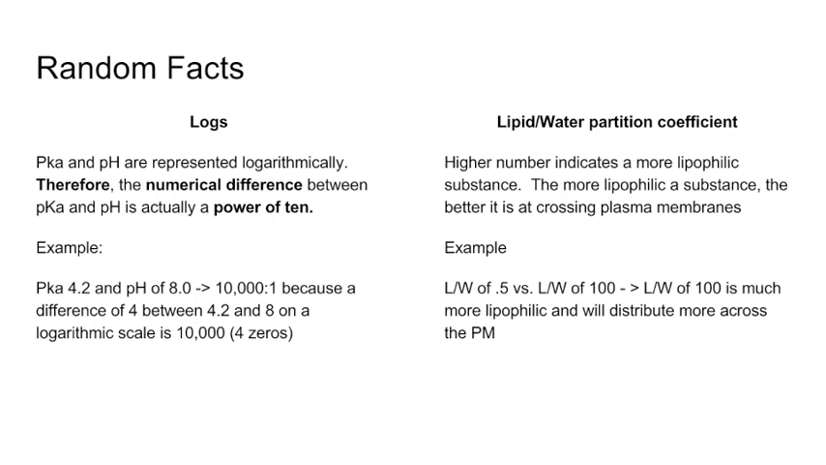Just remember that. And then finally, she talks about a lipid-water partition coefficient. I believe what that really is just indicating is how lipophilic a substance is. The more lipophilic, the better it is at crossing a plasma membrane. So if you have a pKa of 2, but you have an LW of 0.5 and an LW of 100, you want to go with 100 because it's more lipophilic, and therefore it's going to more easily distribute across the plasma membrane.